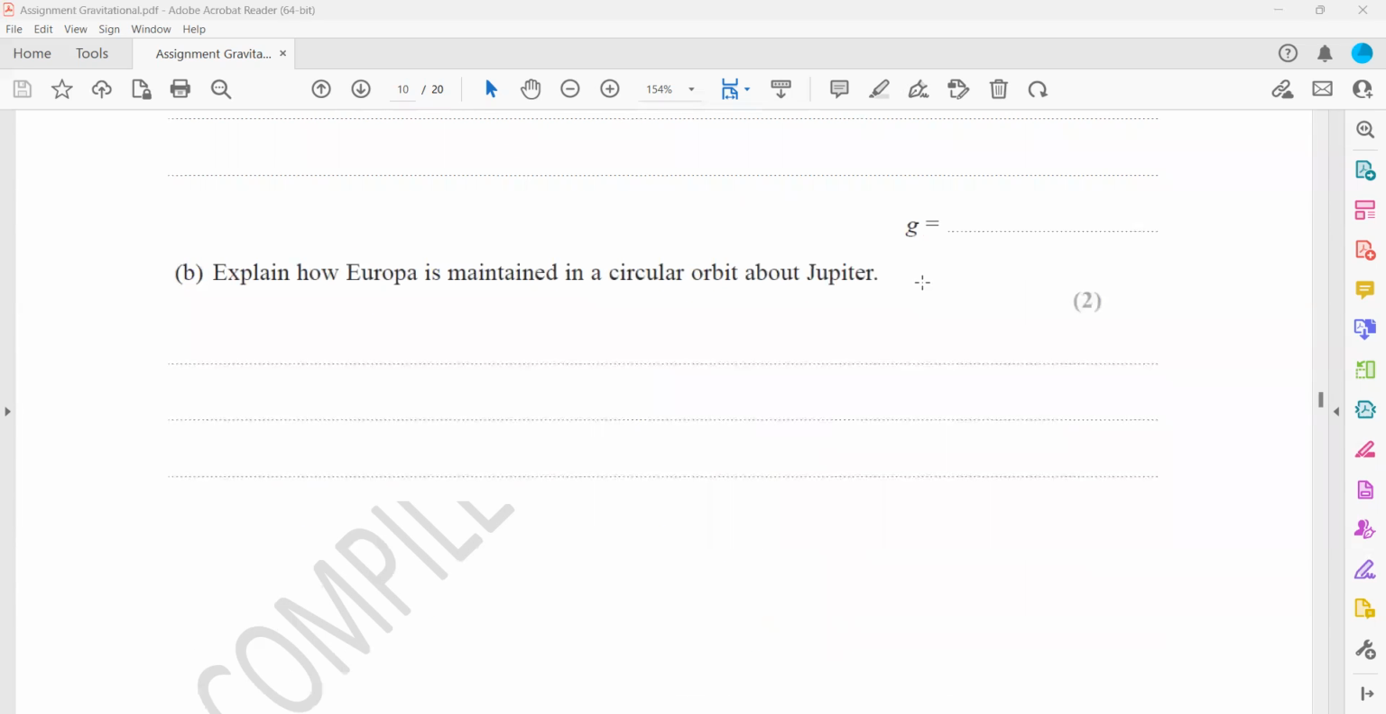Europa is maintained in a circular path about Jupiter. So what happens? There's a gravitational force acting, and that gravitational force is acting toward the center. If this is Jupiter, and this one is representing a moon of Jupiter, then this gravitational force is toward the center, and that causes its motion to be circular. So the gravitational force on Europa from Jupiter, which is toward the center, causes the centripetal force, or circular motion.